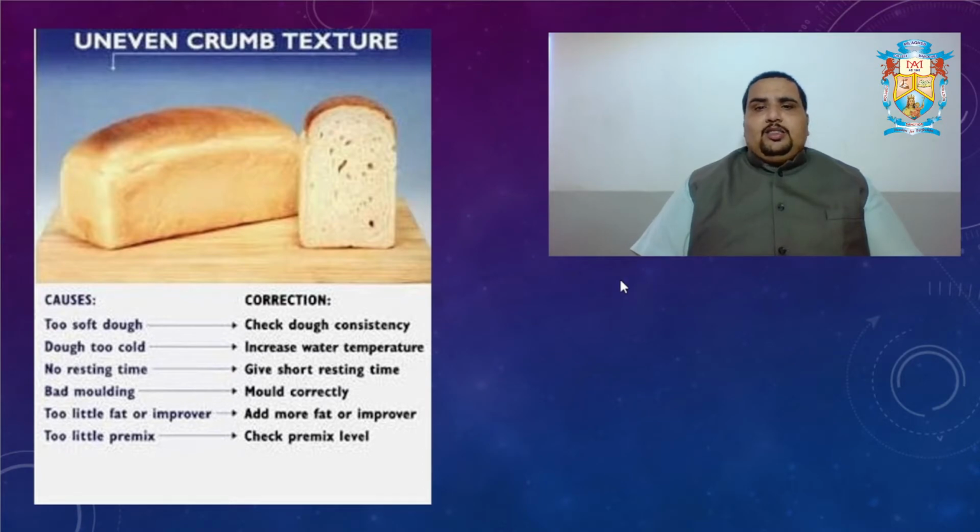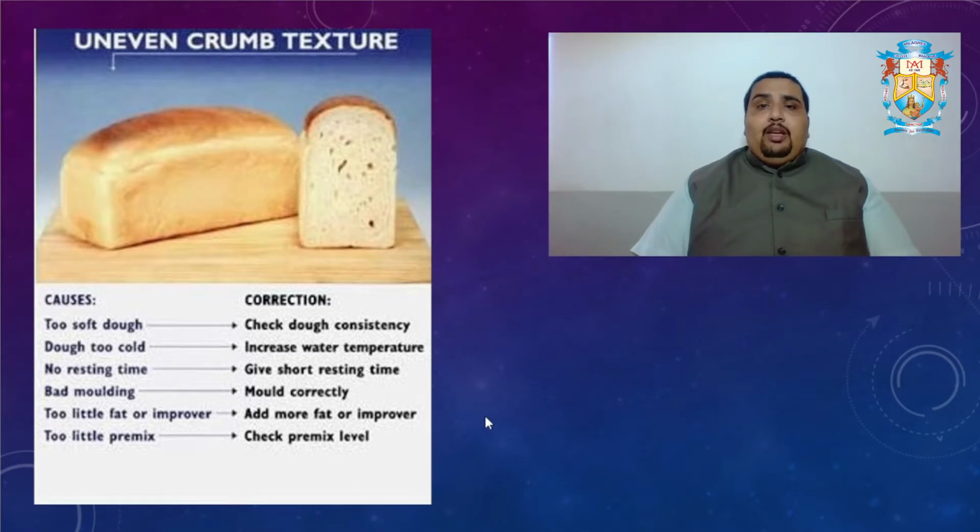Now, how can this be caused? First one is too soft dough. If the dough is very soft, if it is not at the desired consistency, the unevenness can come. Dough is too cold. Yes, as we know, if cold water is used, this unevenness also comes.